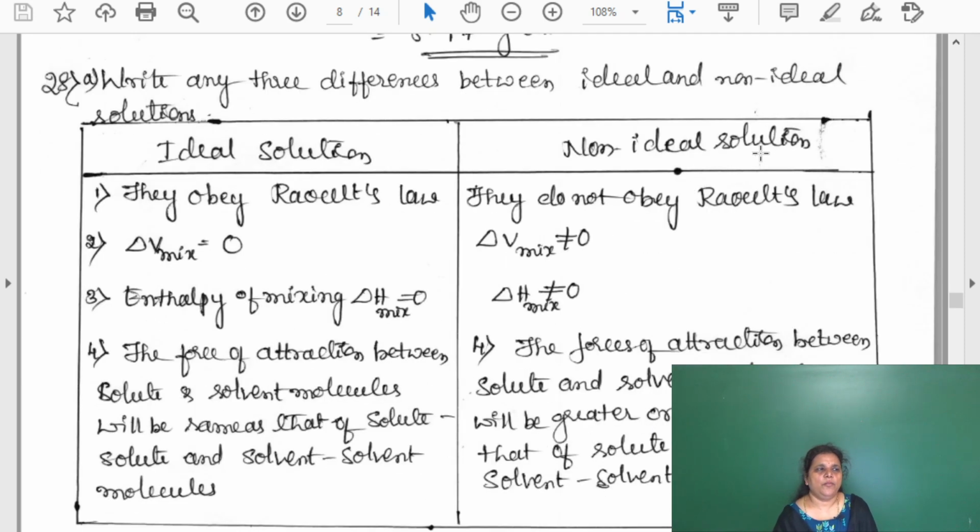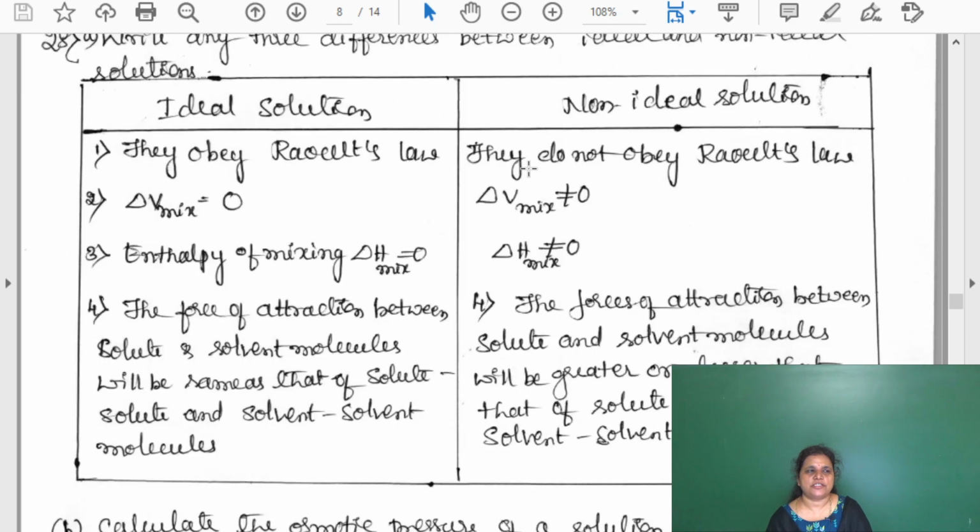Okay, now move on to question number 28. Write any 3 differences between ideal and non-ideal solutions. Make 2 columns. First column ideal solution, second one non-ideal solution. Ideal solution obeys Raoult's law, but non-ideal solution does not obey Raoult's law. And the change in volume after mixing is 0 here.